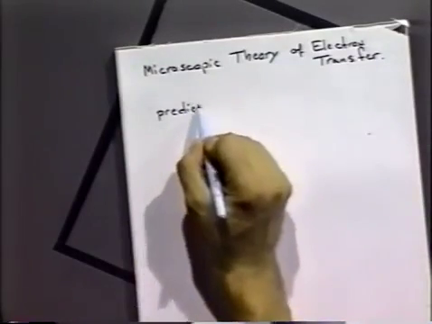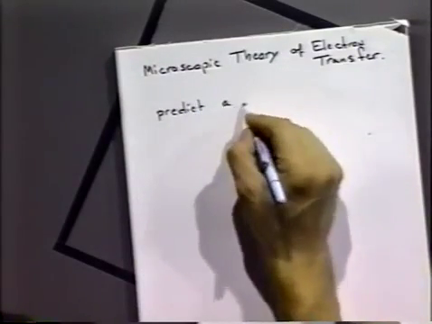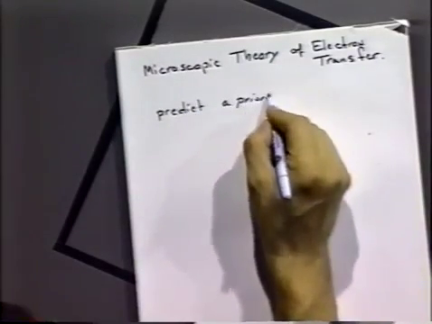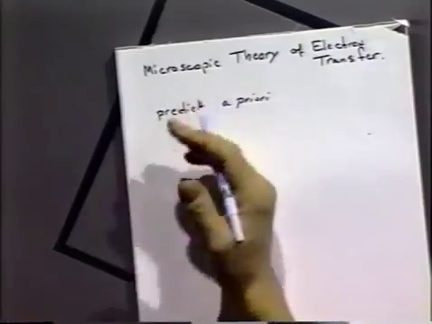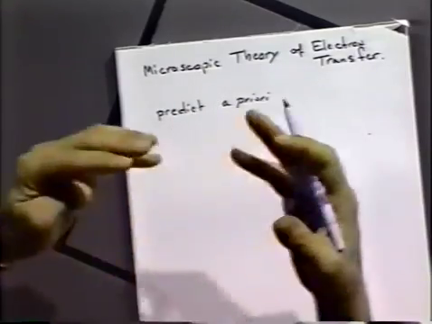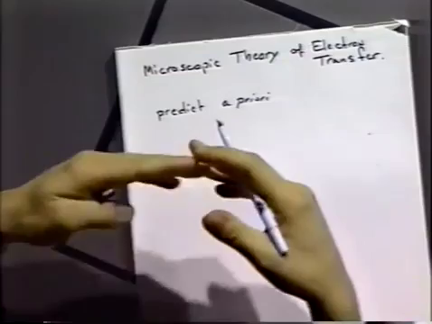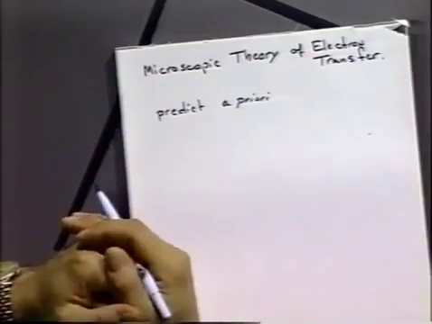And we might have to spend a little bit more time than what we've got left here, but we're trying to predict, in principle, a priori, the rate of electron transfer. In other words, try to get some completely theoretical treatment of the electron transfer.